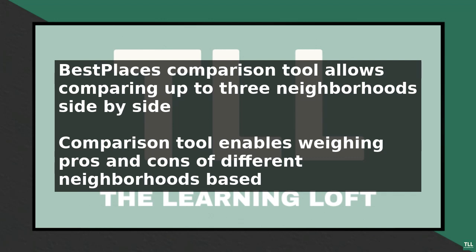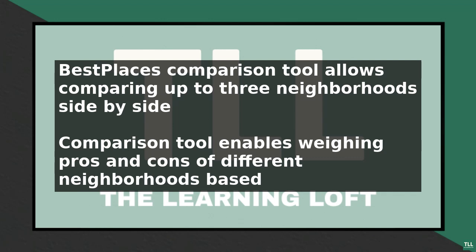In addition to the rankings and comparison tools, Best Places also offers detailed profiles of each neighborhood. These profiles include information on demographics, housing, schools, and local amenities. By reading these profiles, you can gain a deeper understanding of what each neighborhood has to offer and whether it aligns with your lifestyle and preferences.